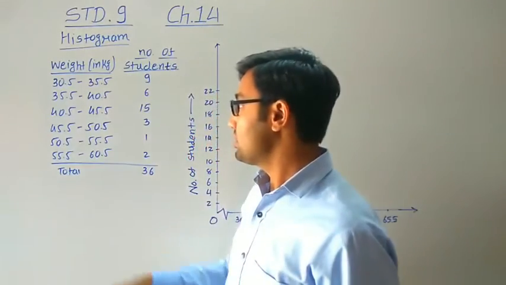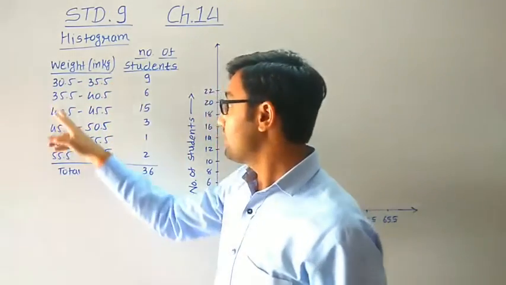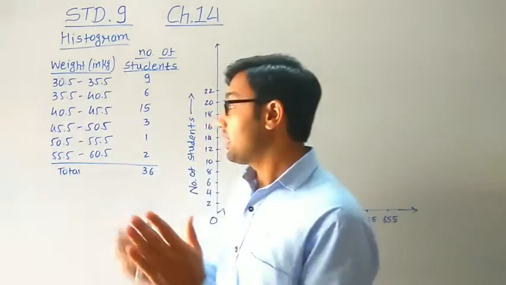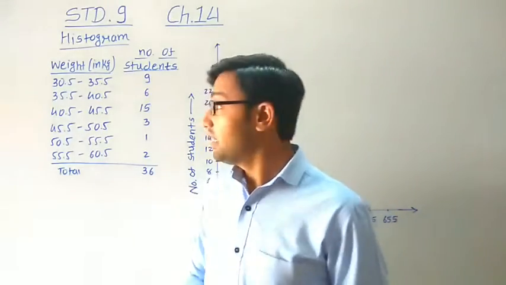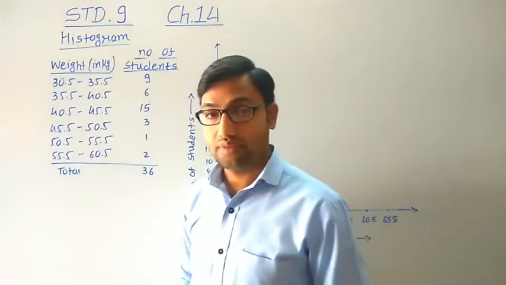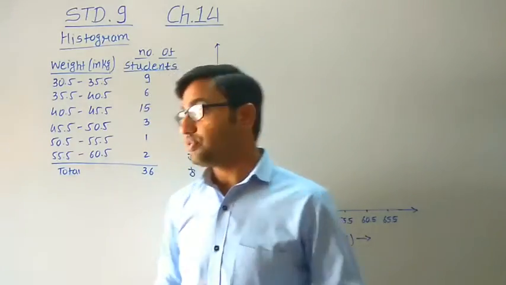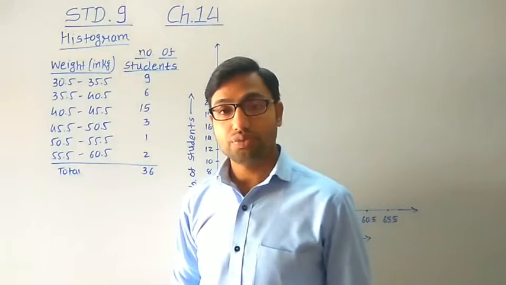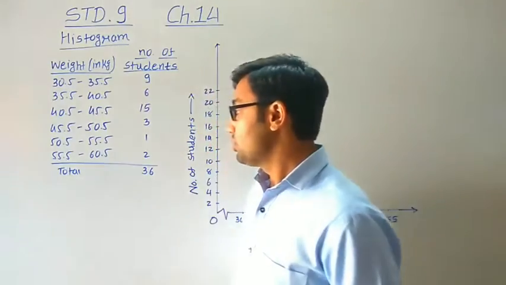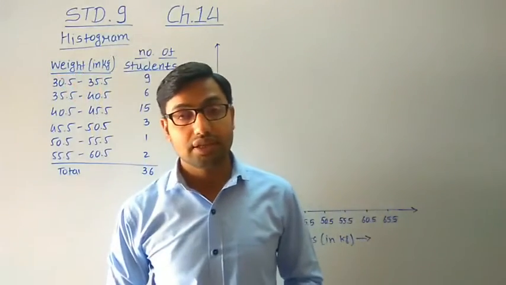One thing we can notice here is that as this class interval ends with 35.5, the next class interval starts with the same value. So there is no gap. That is why it is called a continuous class interval. If the class ends with 35.5 and the next starts from 36, then there is a gap of 0.5. Here there is no gap. That is why this is called a grouped frequency distribution table with continuous class intervals. So this histogram is used only for the continuous class intervals type of grouped frequency distribution.